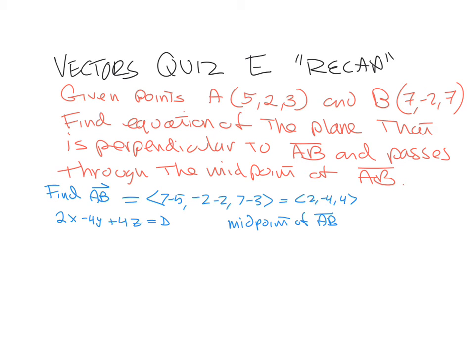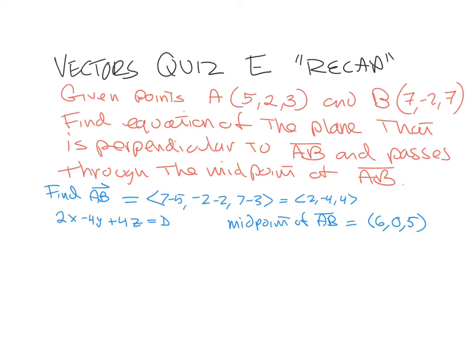So how do you do that? Well, you add 5 and 7 together and divide by 2. So 5 and 7 is 12, divided by 2 is 6. So the midpoint of AB, x-coordinate, is 6. Doing the same thing for the y-coordinate, 2 plus negative 2 is 0. 0 divided by 2 is 0, so that's 0 on the y-coordinate. And then the z-coordinate, 3 plus 7 is 10, divided by 2 is 5. So that's all you have to do to figure out the midpoint of AB.